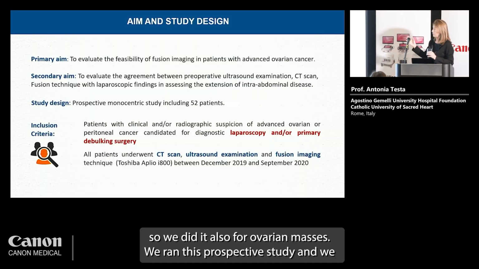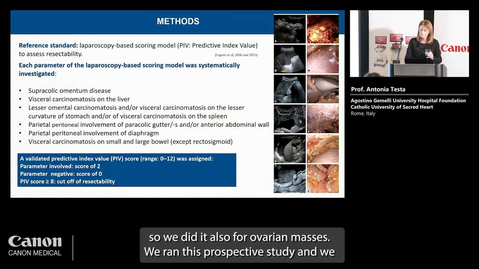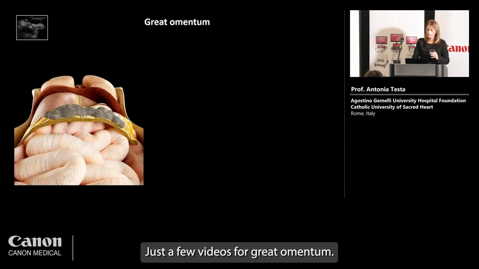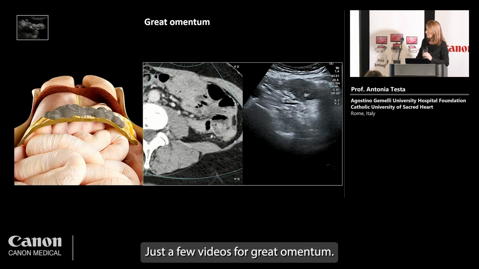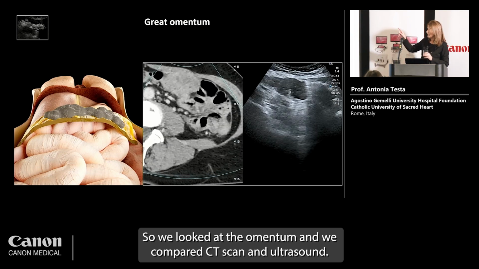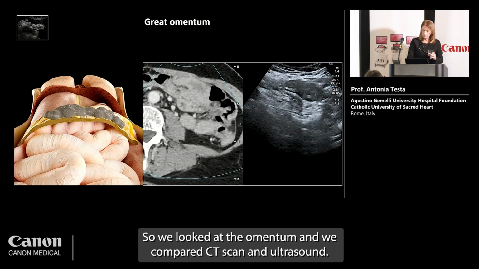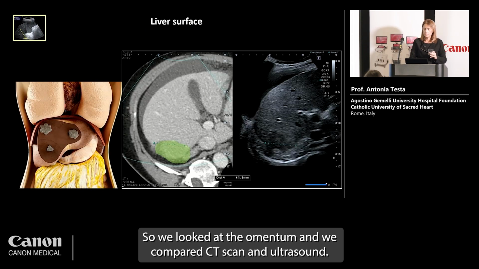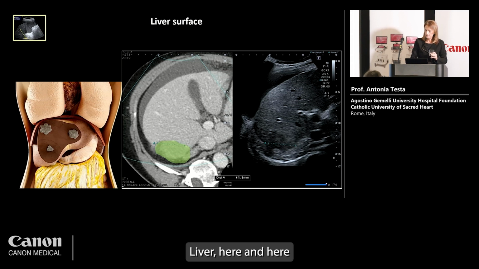So we did it also for the ovarian masses. We ran this prospective study and we assessed these criteria and we compared with the laparoscopy. Just a few videos. For great omentum, we looked at the omentum and we compared the CT scan and ultrasound. Liver here and here.